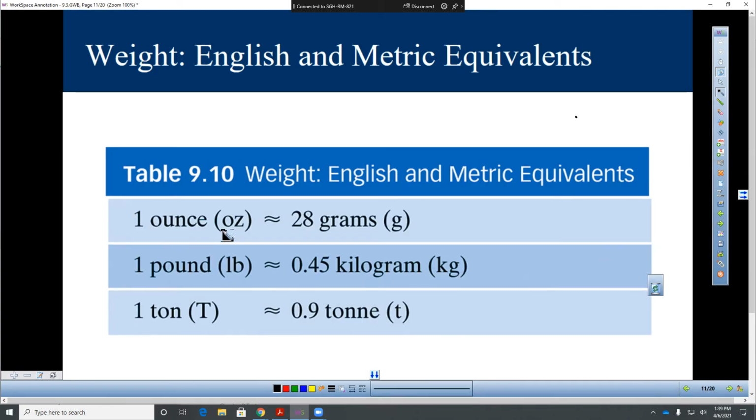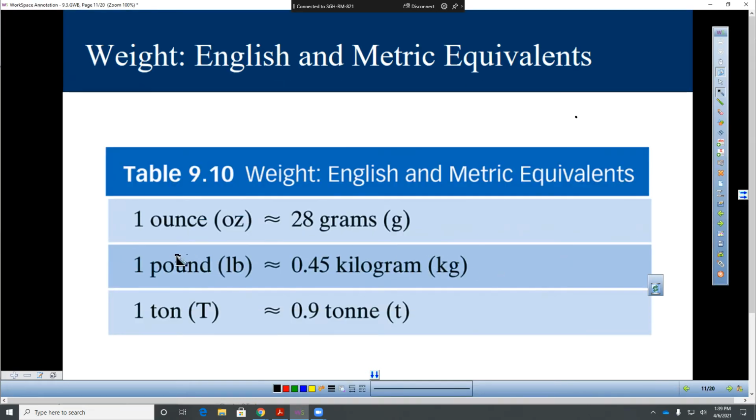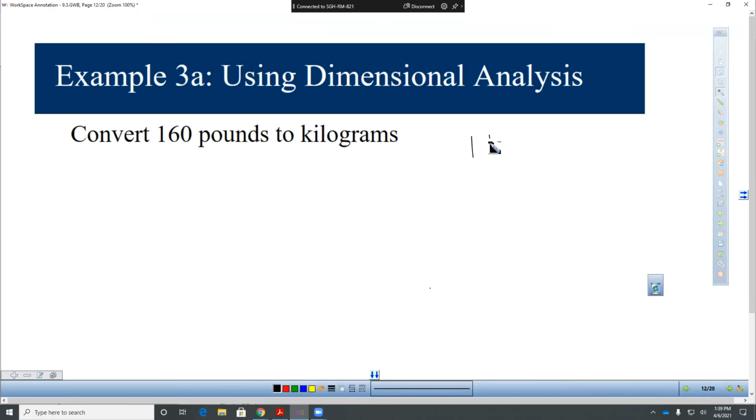We want to change between US and metric. 1 ounce is about 28 grams. 1 pound is about 0.45 kilograms. And 1 American ton is about 0.9 metric ton. So if I want to go from 160 pounds to kilograms, I've got to get my pound to kilogram conversion. 1 pound is about 0.45 kilograms.